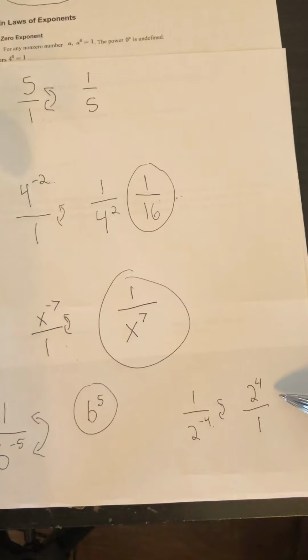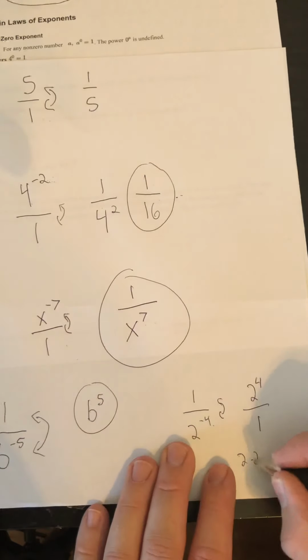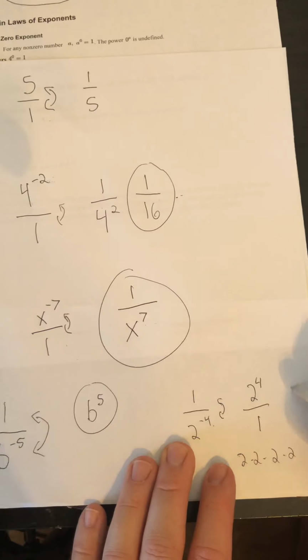Well, I know what 2 to the fourth power is. That's 2 times 2 times 2 times 2. 2 times 2 is 4, times 2 is 8, times 2 is 16.